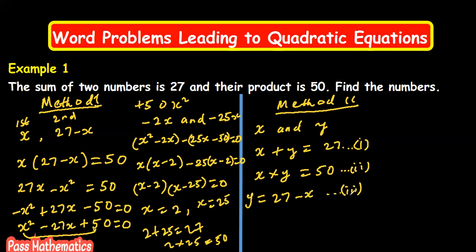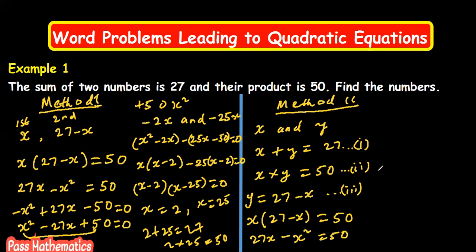Then we are going to substitute this value in this. So whenever we see y in equation 2, we replace it with this 27 minus x here, and this is the equation here. So which means we have x times, so let's use bracket this time, 27 minus x equal to what? 50. Yes. So we got 50. So open the brackets, you have 27x minus x squared equal to 50.